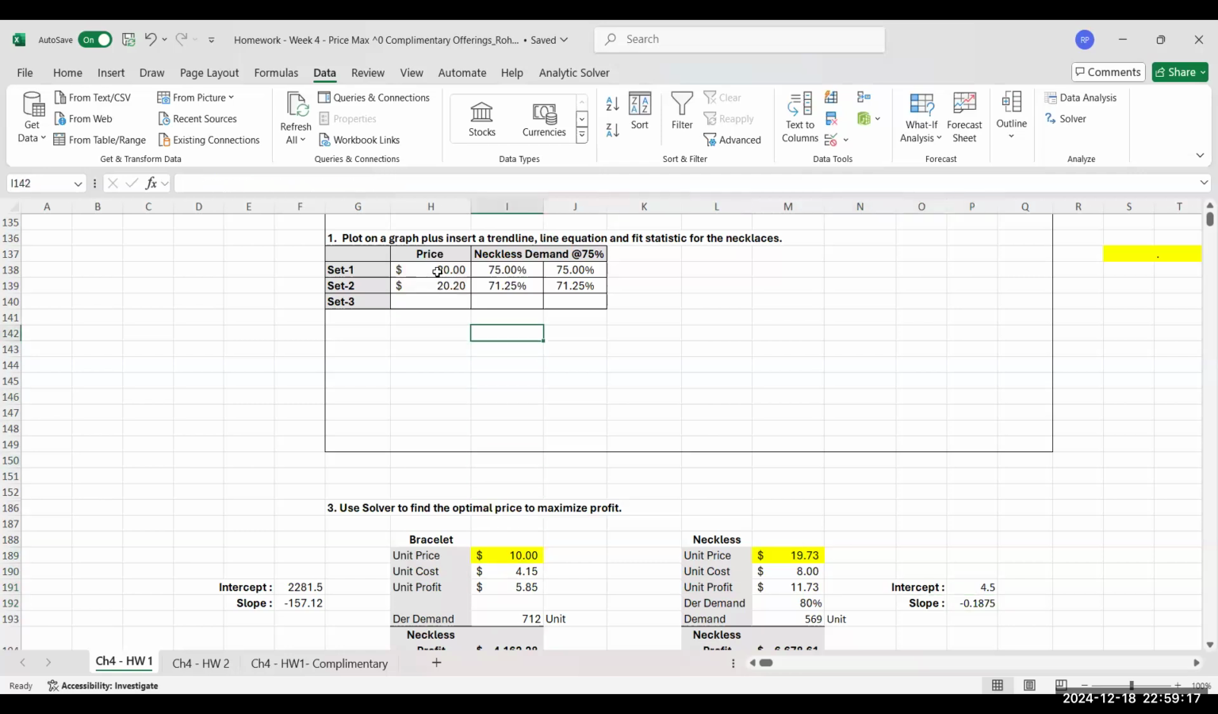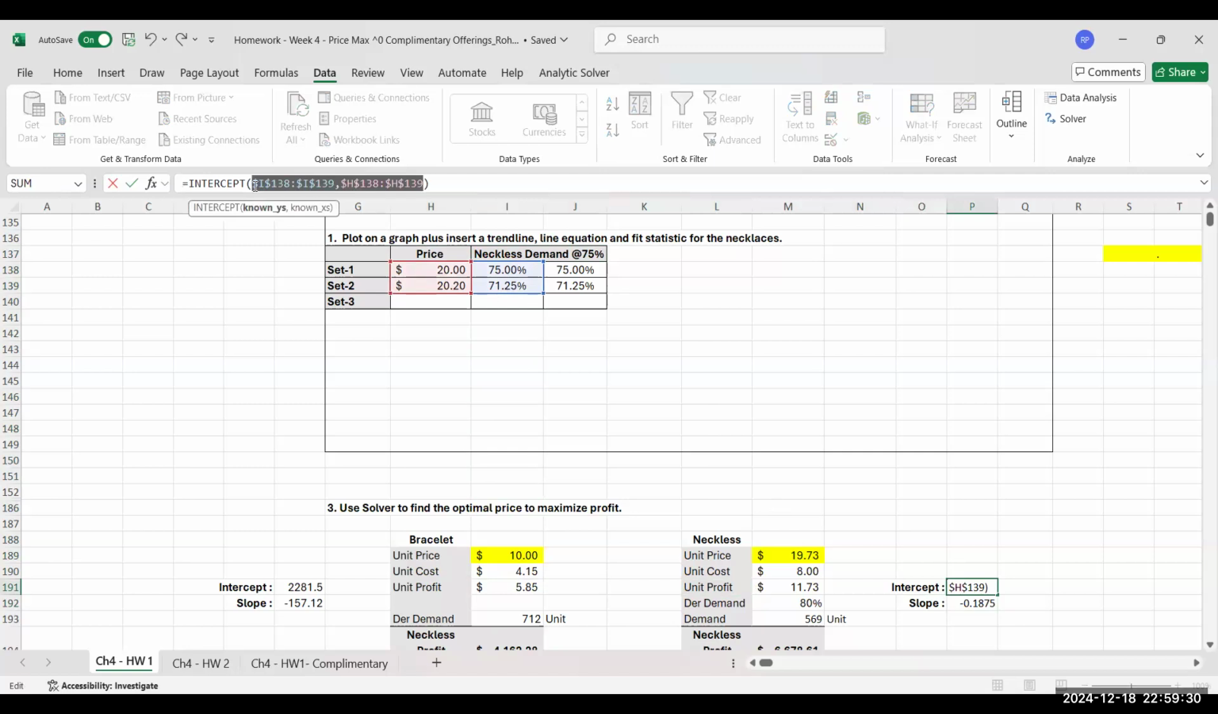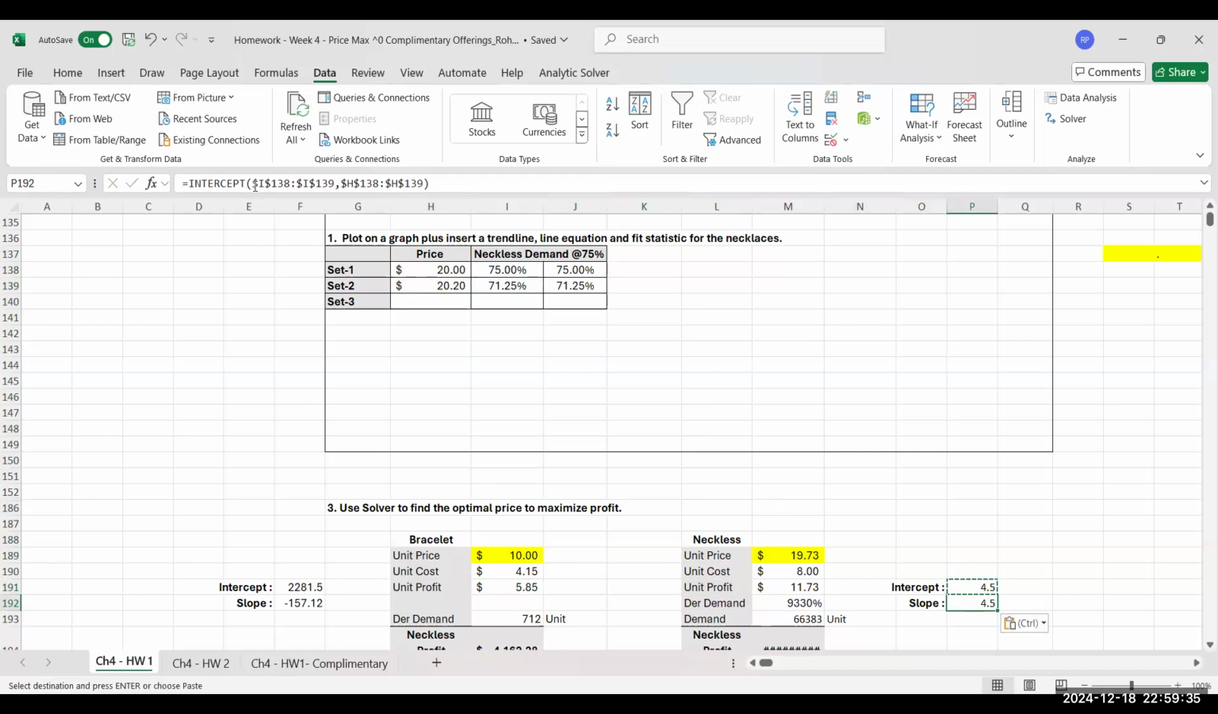Okay, so first of all we have to find our intercept. We got our intercept, and we're going to lock our sale over here, and we're going to use the same formula over here. Wait a second. Okay, so we got the intercept. We will change that to the slope. So we find it.